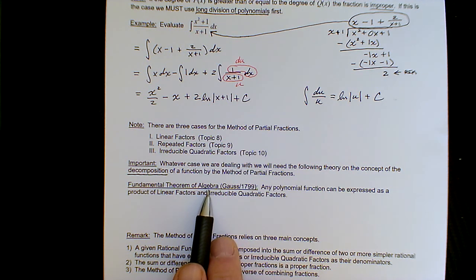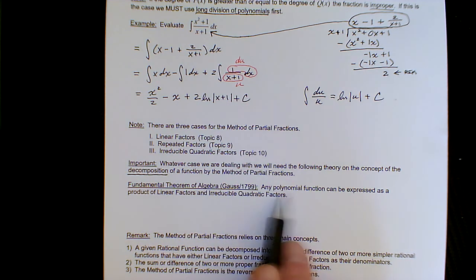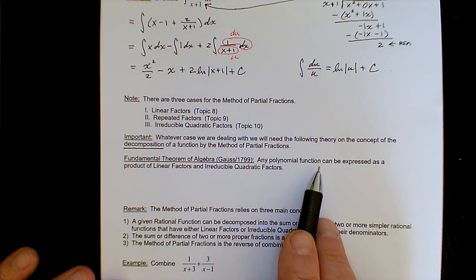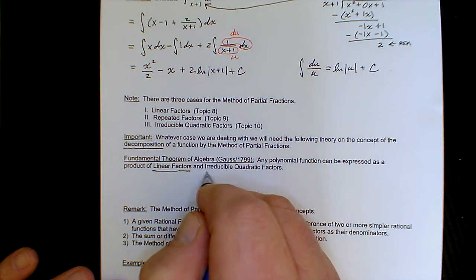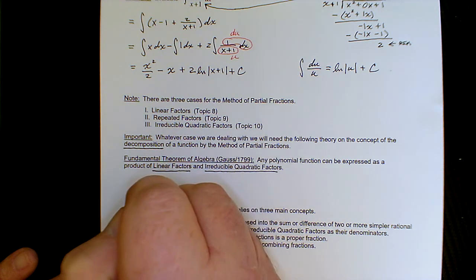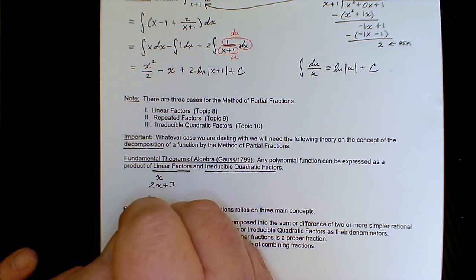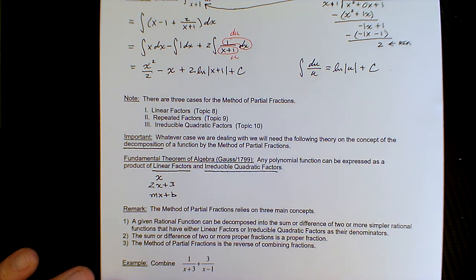Now, everything basically stems from the fundamental theorem of algebra, which Gauss had proven way back in 1799. There are many versions of this, but this is kind of a layman's version. Any polynomial function can be expressed as a product of linear factors and irreducible quadratic factors. By linear, we mean something like x, for example, or maybe 2x plus 3. Pretty much anything that fits the linear form of mx plus b, ax plus b, whatever you want to write. So that's the idea of linear factors.